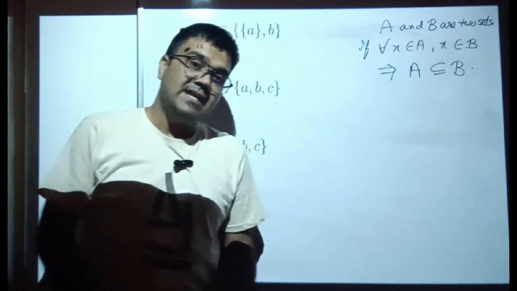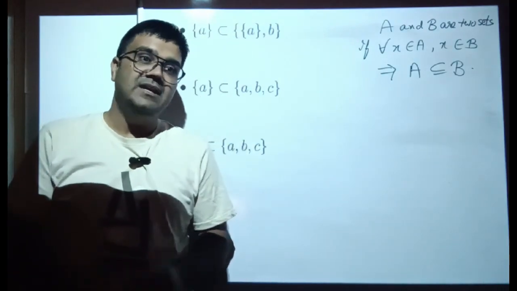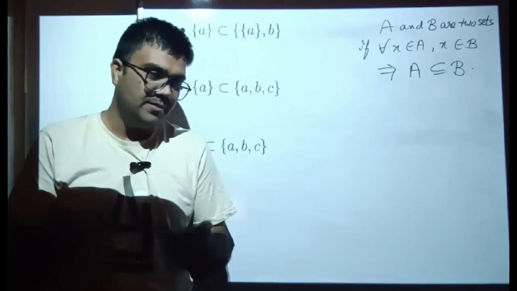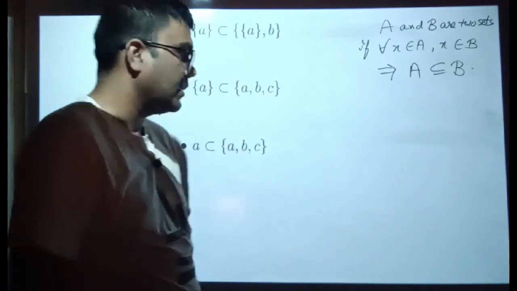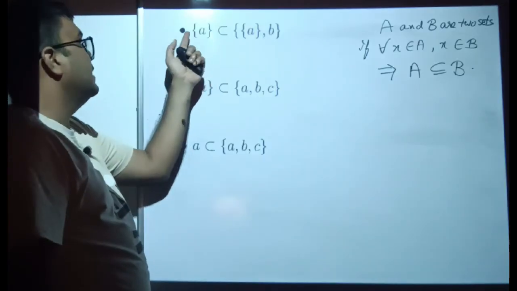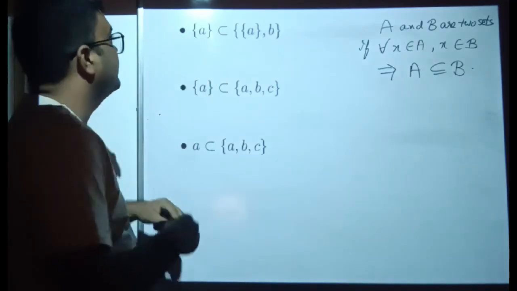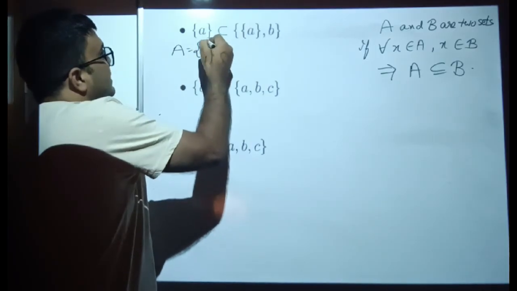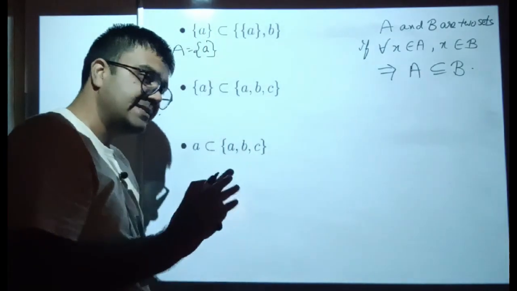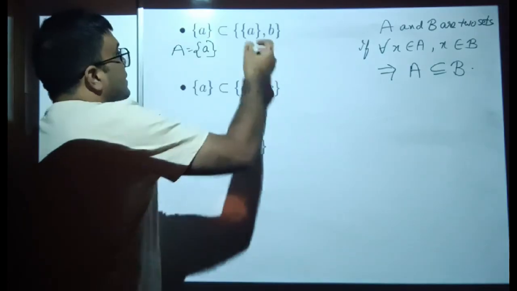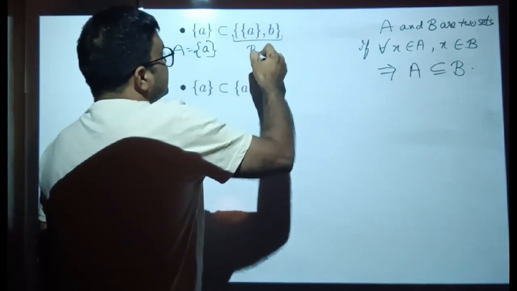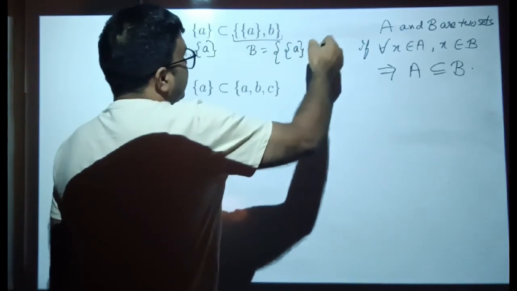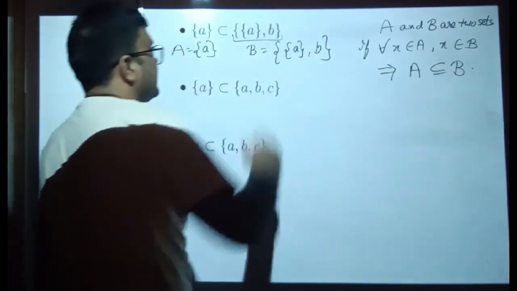So for a set A to be a subset of B, first thing is it should be a set. Both of them should be a set. This set A is the set having the element a. First of all, it is a set. B is the set having the elements: the set containing a, and an element b.